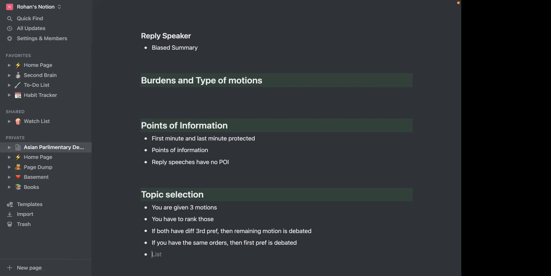If you have the same third preference, however, your first and second are switched, which means you both don't want to do the same motion. Your first preference is different from their first preference, then a coin toss takes place. If first and second pref are different, then coin toss, and the winner of the coin toss, that motion is debated. Sounds pretty simple, right? So that's the algorithm for deciding how motion works.